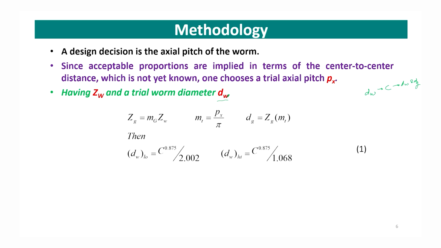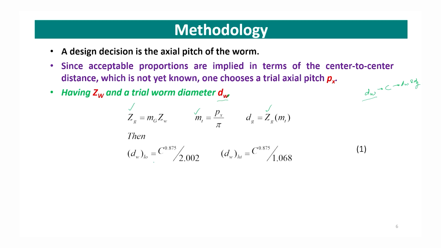So, knowing this Zw and dw, we will find from the velocity ratio the number of teeth on the gear, and then the transverse module of the gear, that will equal to axial pitch of the worm divided by pi, and pitch circle diameter of the gear, which is equal to number of teeth on the gear multiplied by the transverse pitch.